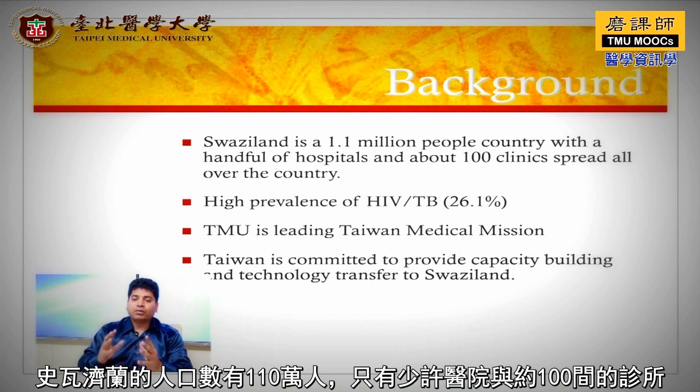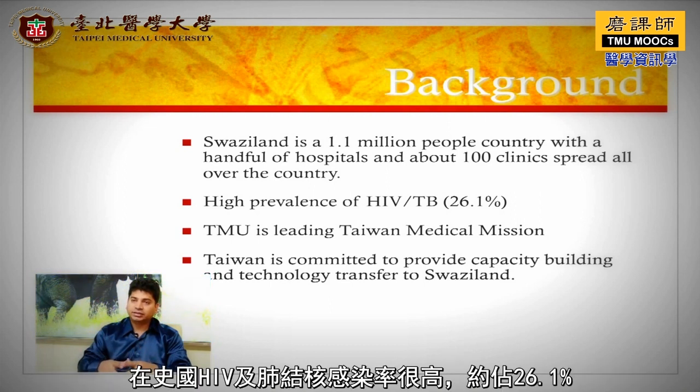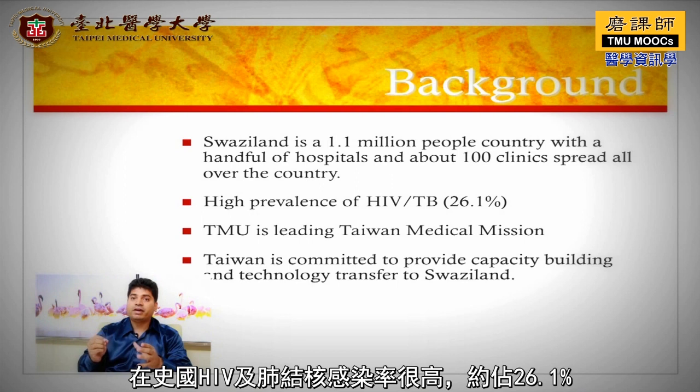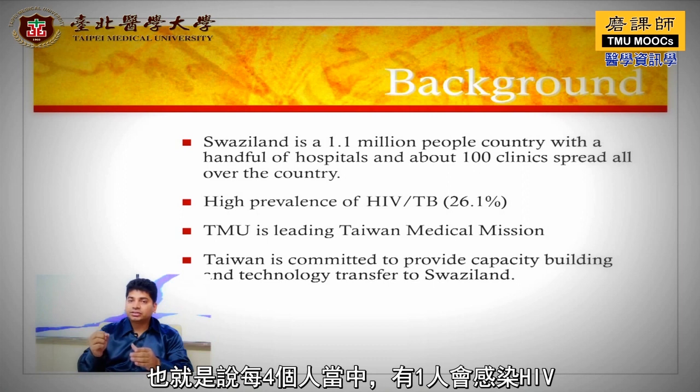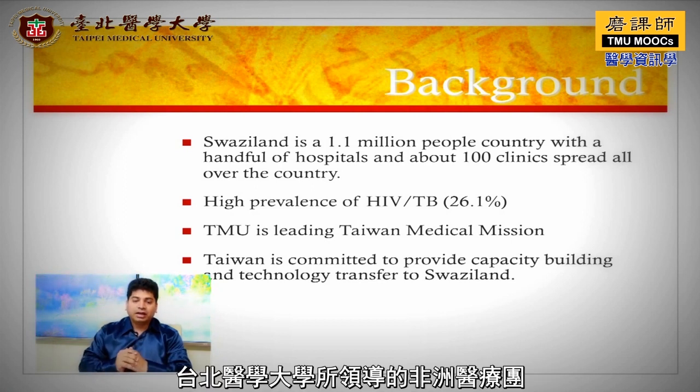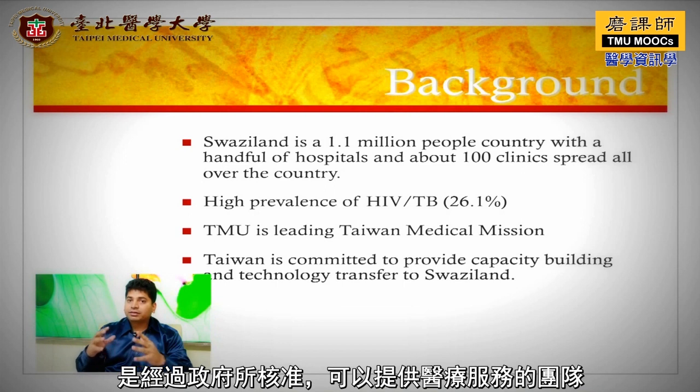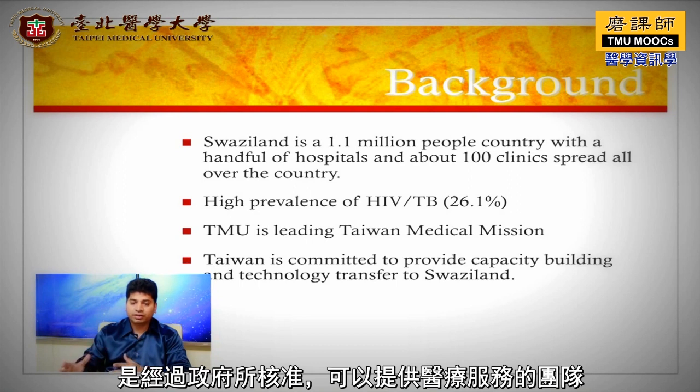Swaziland is a country of 1.1 million people with a handful of hospitals and about 100 clinics spread all over the country. The particular thing about Swaziland is the very high prevalence of HIV and tuberculosis. The rate is almost 26%, meaning every third or fourth person you meet will be HIV infected. TMU is leading a Type A medical mission. That means we have an intergovernment agreement to provide healthcare services in Swaziland.